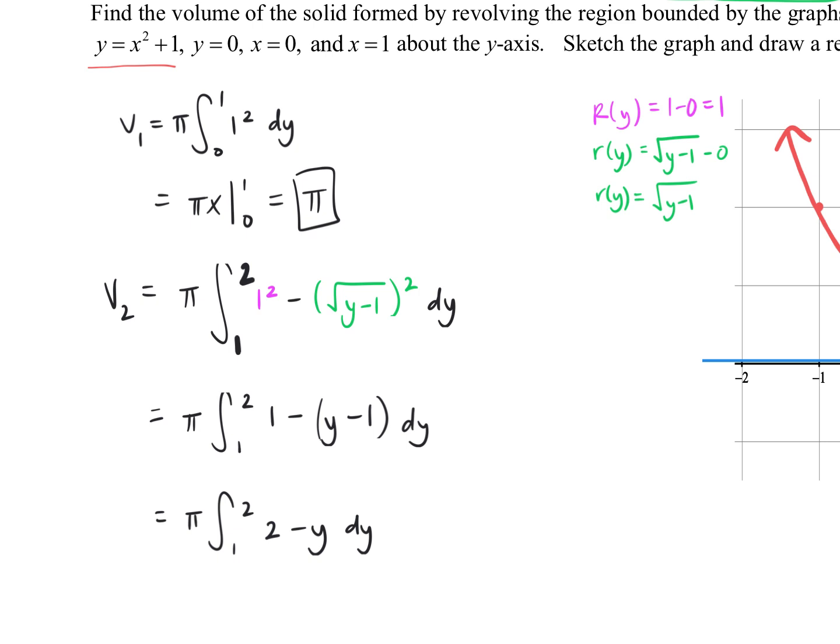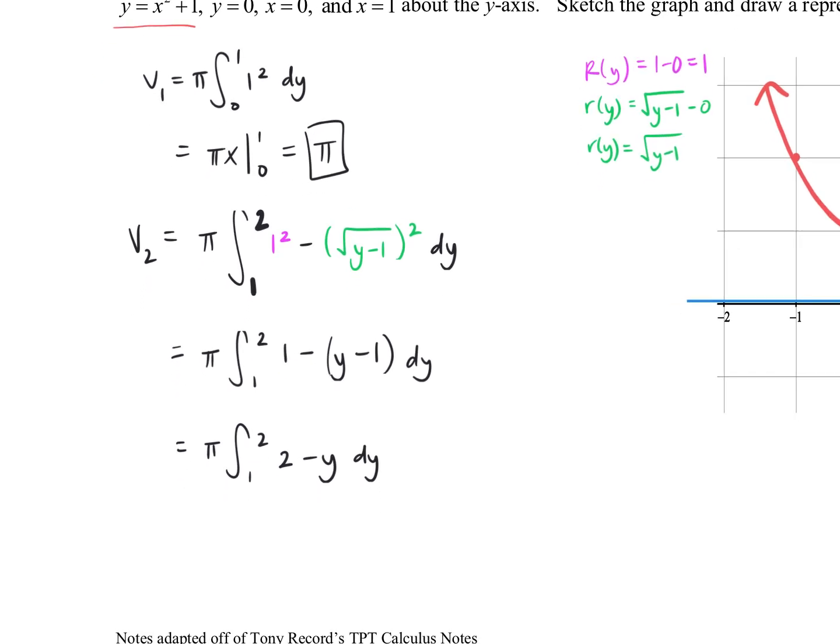Okay, and again, to save us some time, because the setup of these is really the hard part, from here we can integrate this by hand, or we can use a calculator. If we integrate this by hand, you actually end up getting just pi over 2 for your volume 2. So that means that my total volume is just pi plus pi over 2, which is 3 pi over 2.